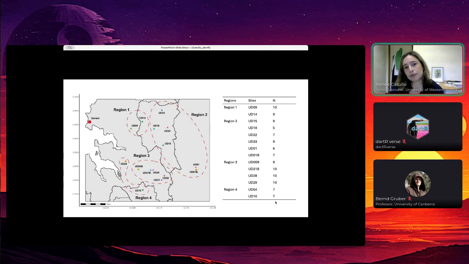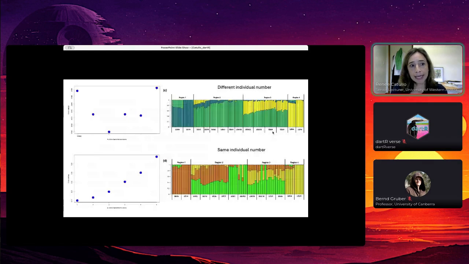We made an enormous effort to try and get equal sampling across the region, across the whole species. But what you see, we did vary from 10 to about 5 samples. And this is the result of our population structure analysis if we included different individual numbers, so everybody, versus the same number of individuals per site.